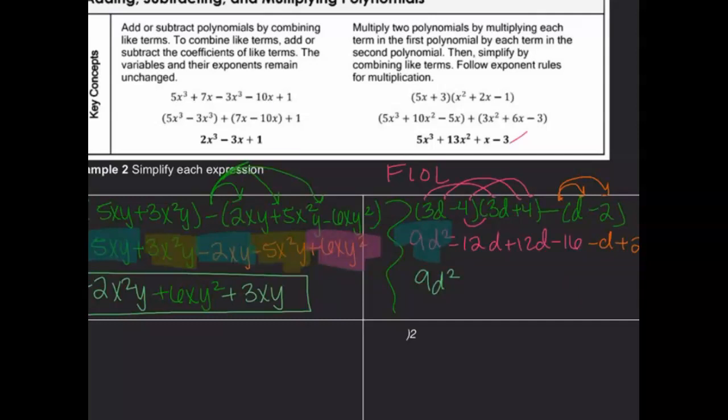However, I see that I have a negative 12d and a 12d here. These can combine because they're like terms. They both have d. So negative 12d plus 12d is 0. So they cancel out. But I also have a minus d right here. So it's 0, but I keep my minus d. So 0 minus d is just minus d. Or 0 minus 1 is negative 1, which is what this is implying.